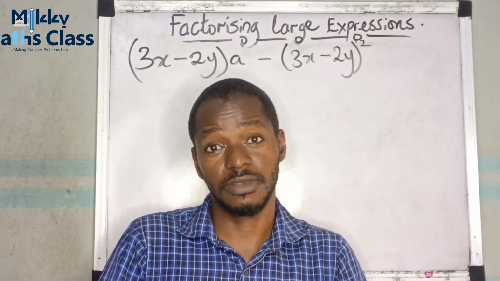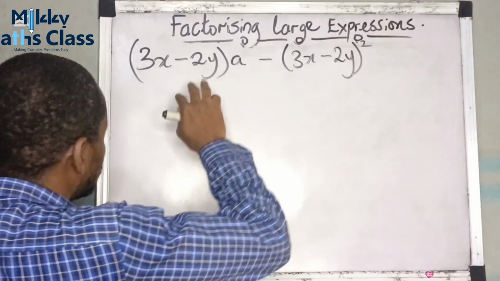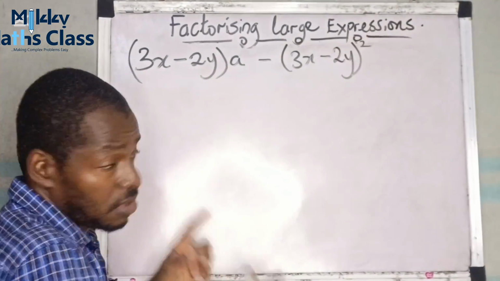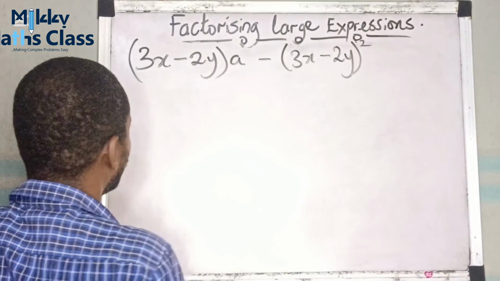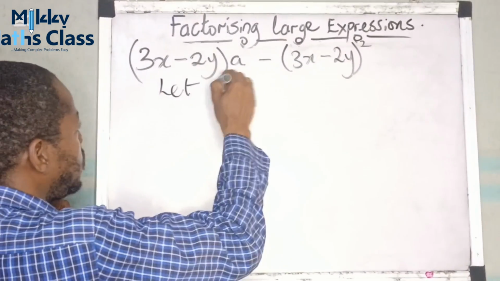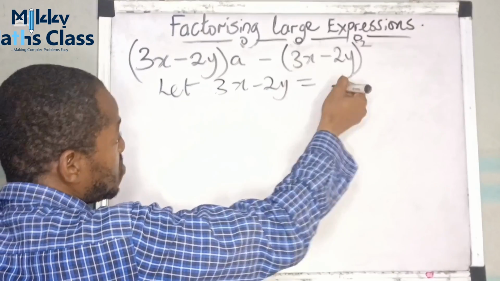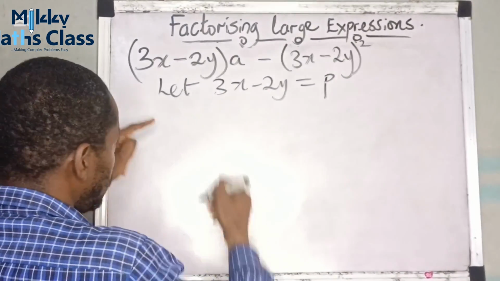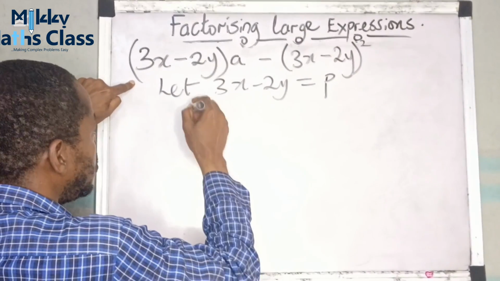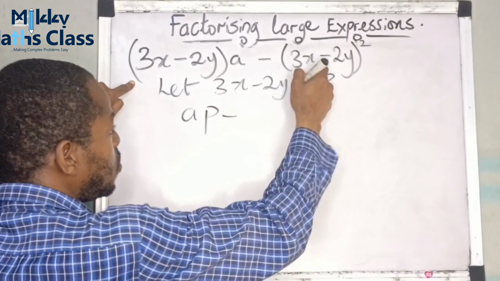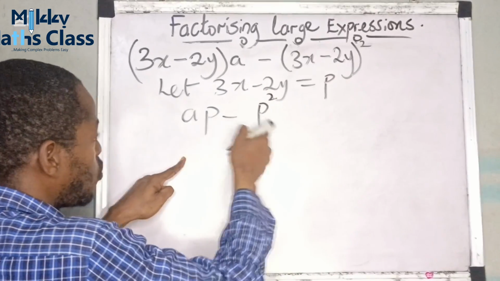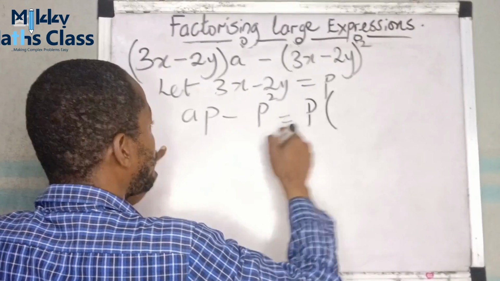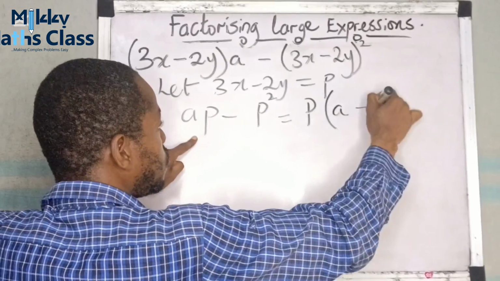All right, let's take this example. We have 3x minus 2y times a minus 3x minus 2y squared. What are we seeing here? 3x minus 2y, 3x minus 2y. So let 3x minus 2y, you can use anything, be equal to p. So whenever we see this, we replace it by p. So this is a times p, so this is ap minus p squared. What's common between these two things? I can see p, so bring it out, which is equal to p into bracket a minus p.